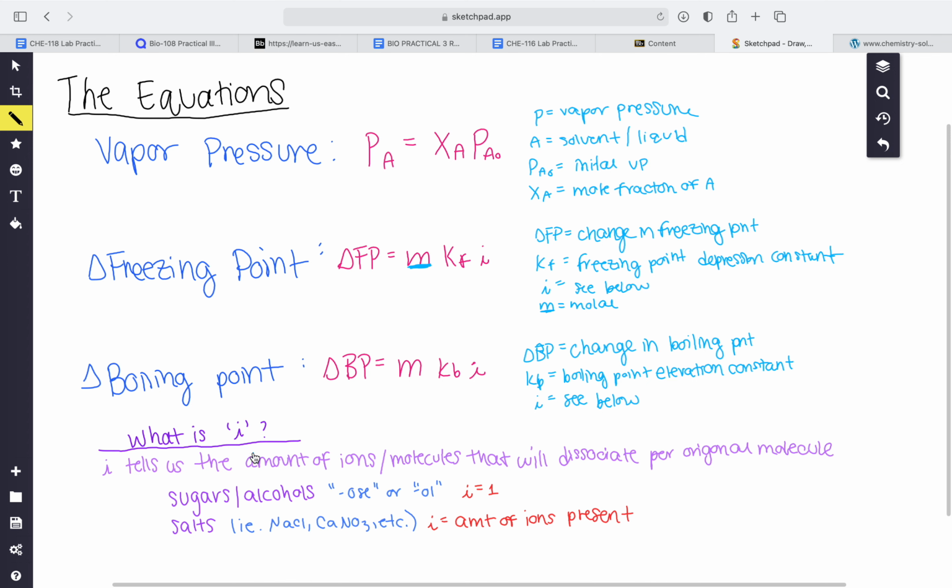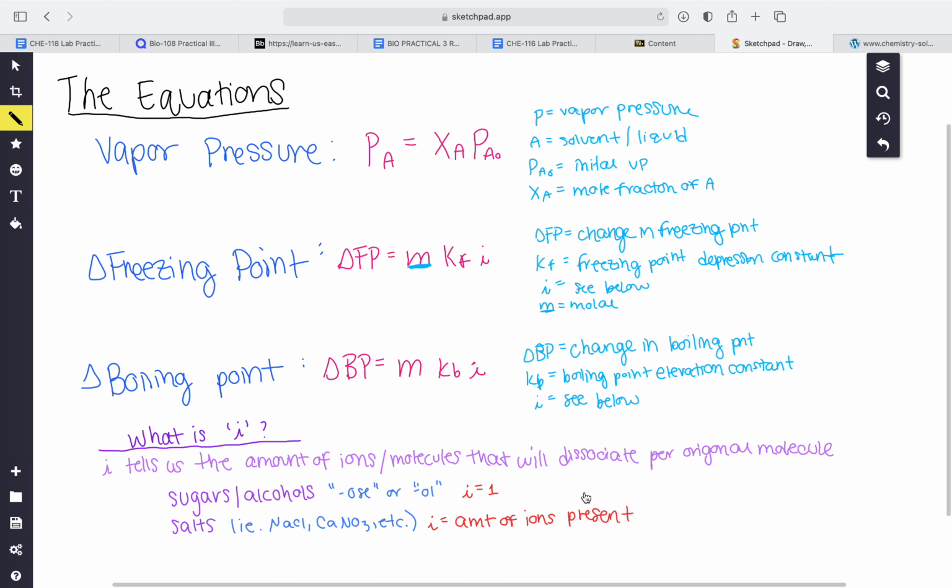So with I, let's talk about I for a little bit. I tells us the amount of ions or molecules that will dissociate per original molecule. So for sugars or alcohols, it's going to be -ose or -ol is going to be the ending. So we have something like ethanol, isopropyl alcohol. Phenol is one, that's an alcohol. And then you have your -oses, your fructose, your lactose, your glucose, your sucrose, things like that. Those are your sugars and alcohols, and those are always going to be equal to 1. So as soon as you see -ol or -ose at the end, you know your I is going to be 1.